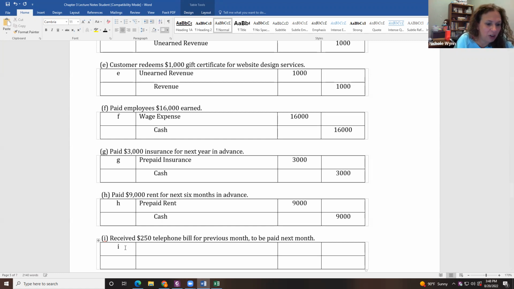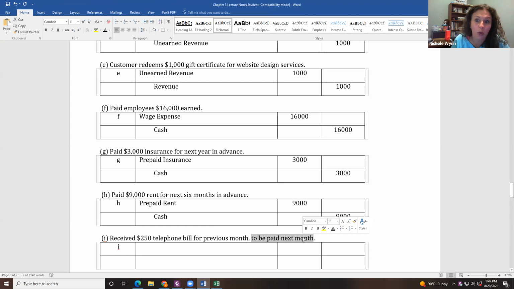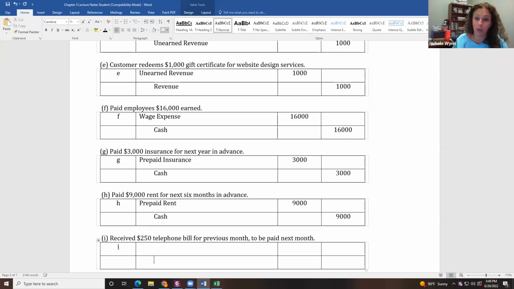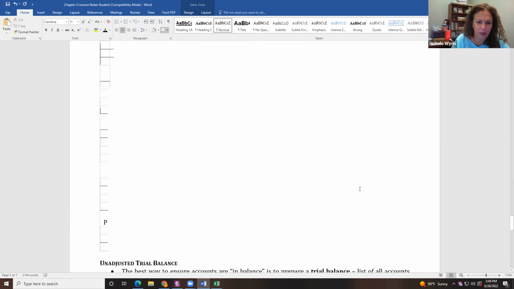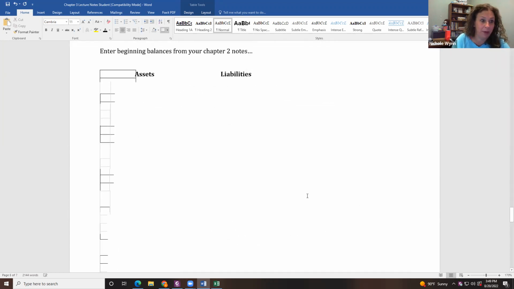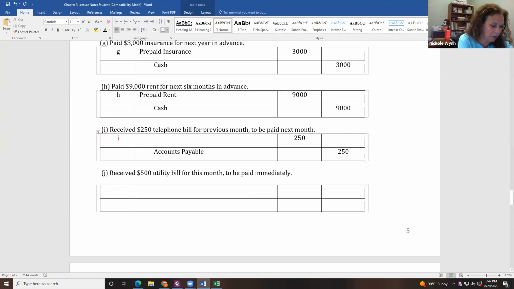Letter I, receive a $250 telephone bill to be paid next month. We are not going to pay it today. We're going to pay it later. If we were going to pay it today, we credit cash, but we are going to pay later. And it's the telephone bill. So I think we have one called telephone expense. I don't know what's happening on the next page. I have no idea what's going on. Figure that out pretty soon because we're almost to that page.